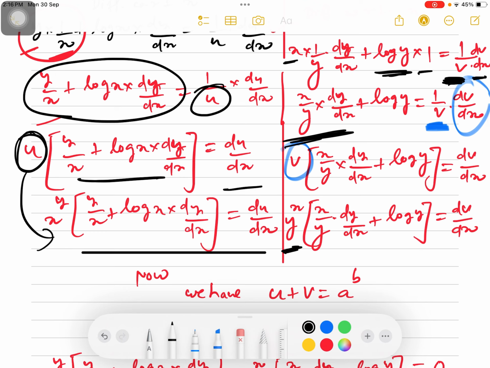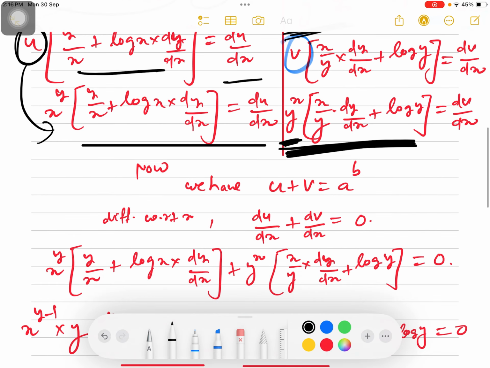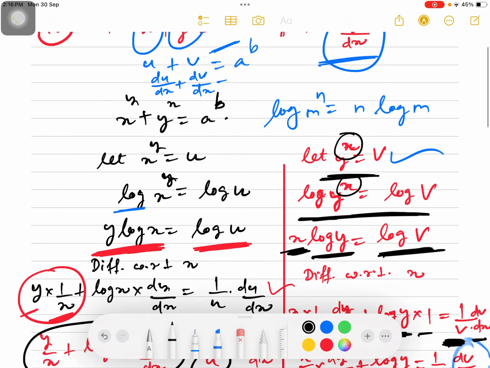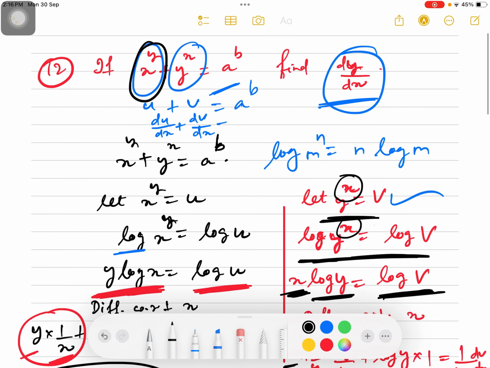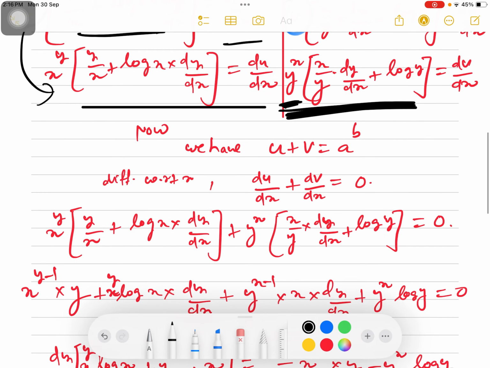After shifting the left hand side, I put the value of v, which is y power x only. So this is my value of dv by dx only. Now we can put here. See, we have supposed this function as u and this function as v. So u plus v equals a power b only. So that only I wrote. We have u plus v equals a power b only.